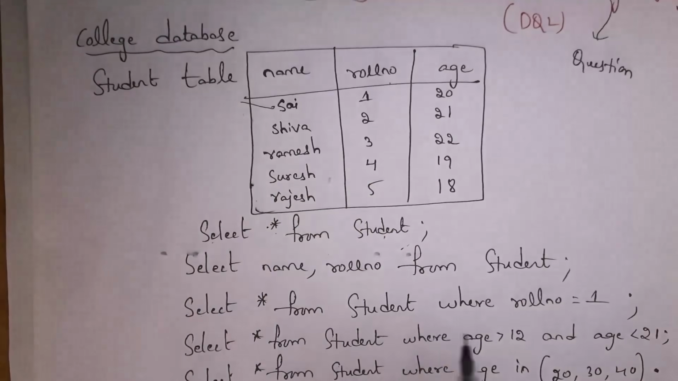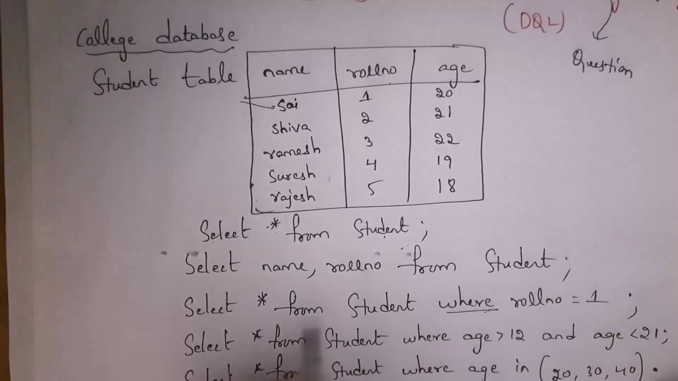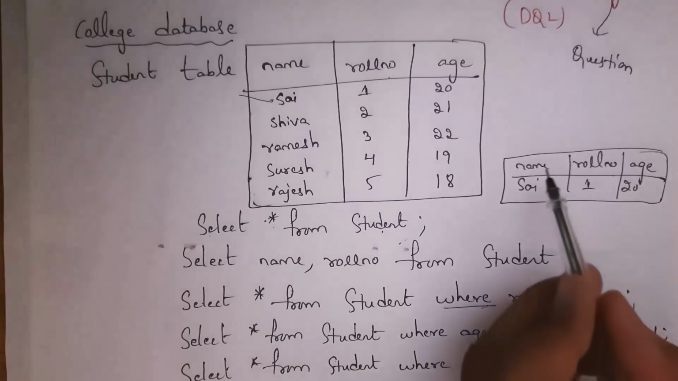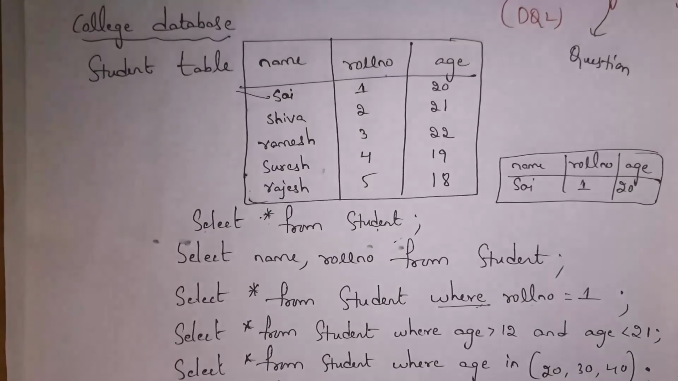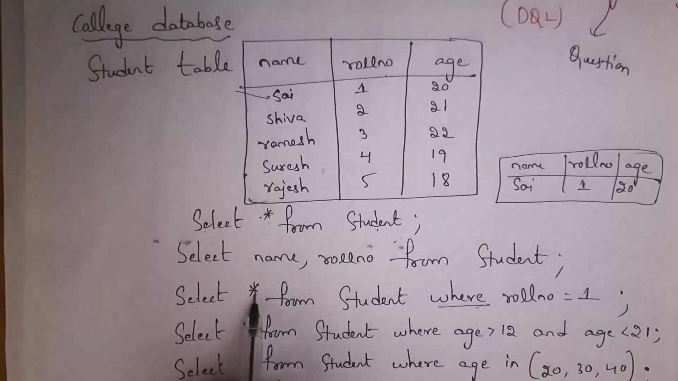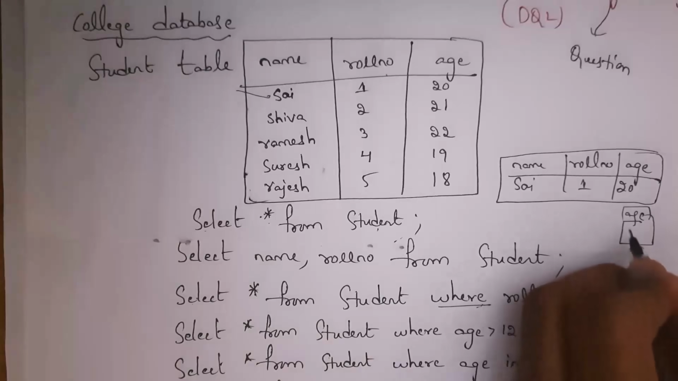From student, for the condition you need to give where roll number equal to 1. This is my output. It will display name Sai, roll number 1 and age 20. For example, I just want only the age of the student whose roll number is 1. So in place of writing star, you just need to give age. Select age from student where roll number equal to 1. So it will display only age, that is 20.